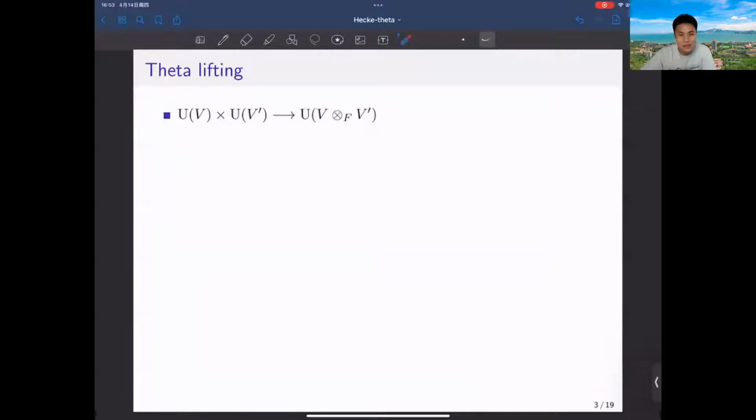So basically, we will adapt the following definition of theta lifting. First of all, we need to fix the Weil representation. Suppose we have V and V prime, which are epsilon Hermitian space and epsilon prime Hermitian space. We can form a tensor product space, which will be naturally epsilon -1 epsilon Hermitian space. Then we will have a natural isometric group homomorphism from the product to this group.